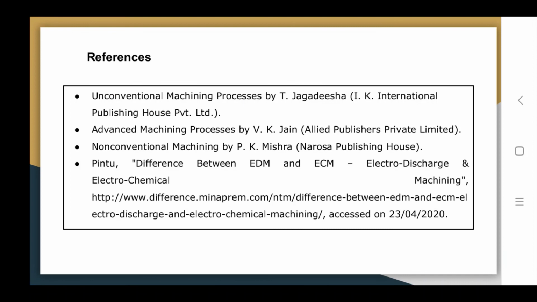So these are the points regarding differences between EDM and ECM, and here I have mentioned some references from where I have taken this data.